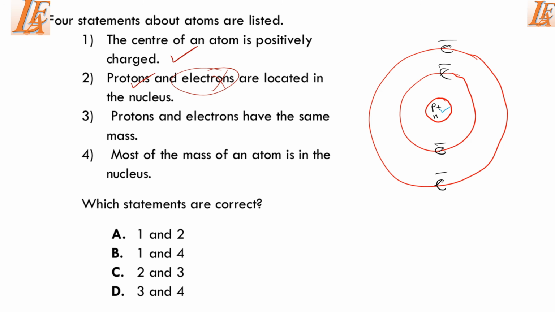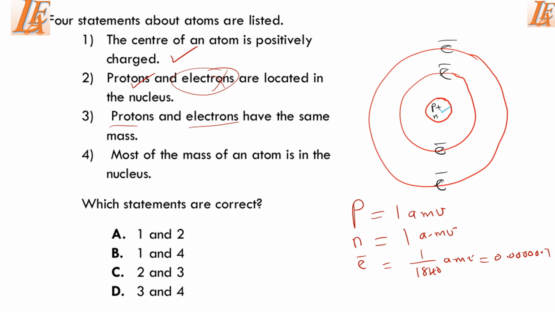3, protons and electrons have the same mass. This one is also wrong because a proton has a mass of 1 atomic mass unit. A neutron has a relative mass of 1 atomic mass unit, but an electron has a mass of 1/1840 atomic mass unit. So in this case, when you say protons and electrons have the same mass, this one is wrong. It's not true.